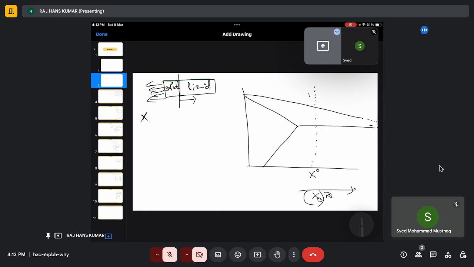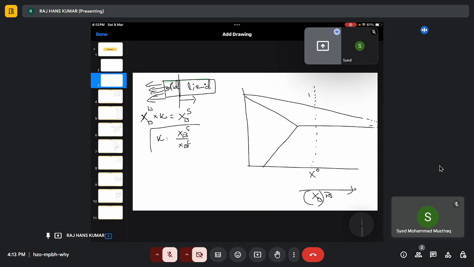So now XB in liquid times K, or we call it as a partition coefficient, equals XB S, or this will be equals to XB S by XBL.